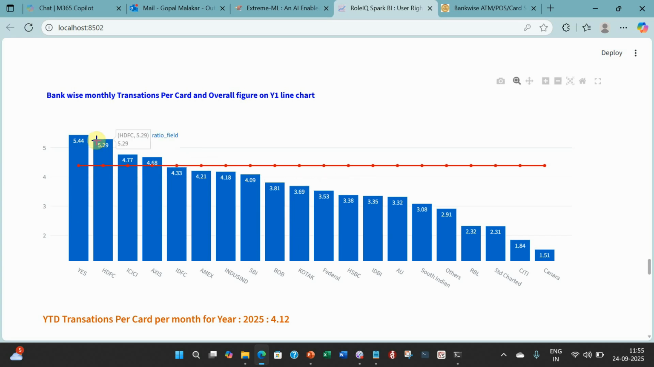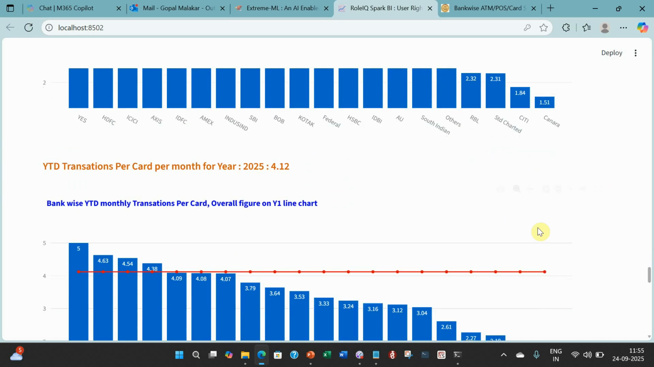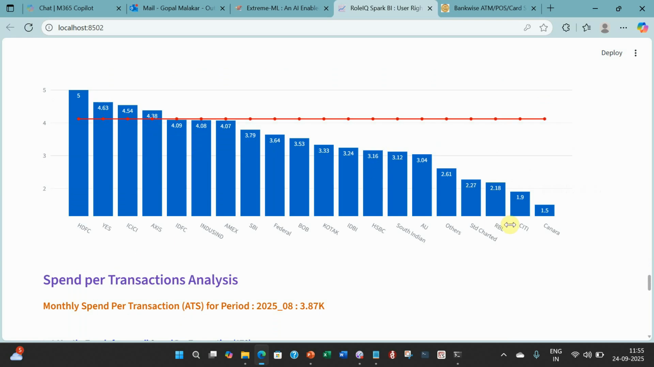Then you look at here, it's almost like these two, five, and then you have these two, and then these are almost similar, and then again these two, and then look at here, again something in the sub range, and these are the least. YTD, if you look, it is 4.12, and again you can see the trend.